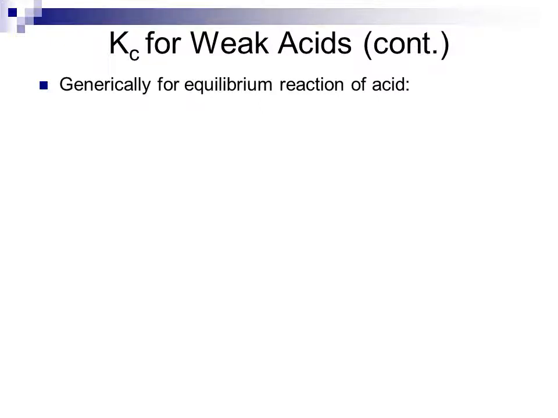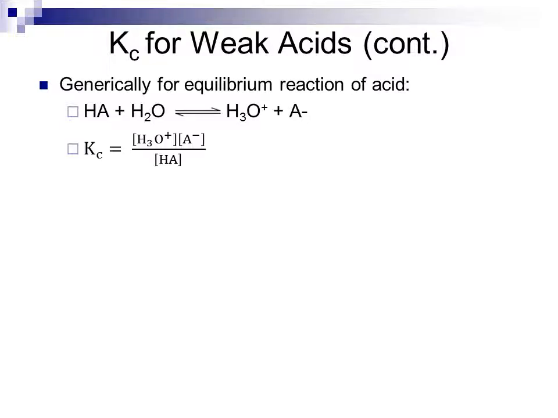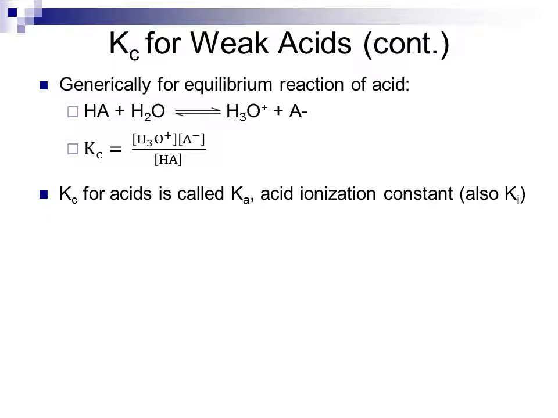Generically, this equilibrium expression for the reaction of an acid can be expressed as HA plus water yields hydronium plus the deprotonated A-. The Kc for this expression then is hydronium times the conjugate base divided by the acid. A Kc for an acid is called a Ka, or the acid ionization constant. This is also sometimes referred to as a Ki.